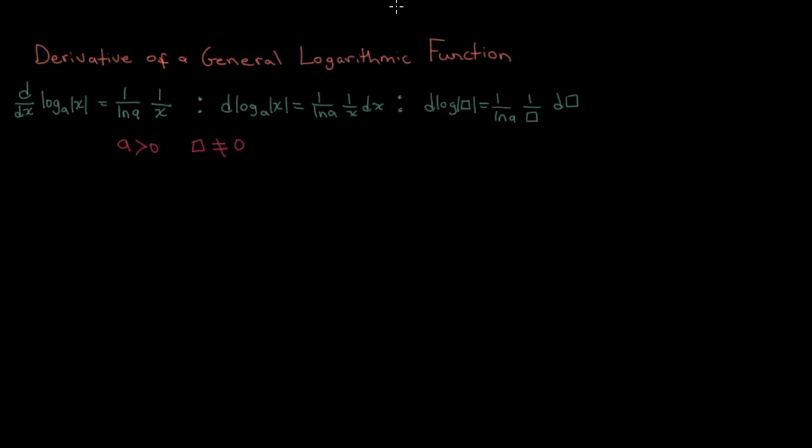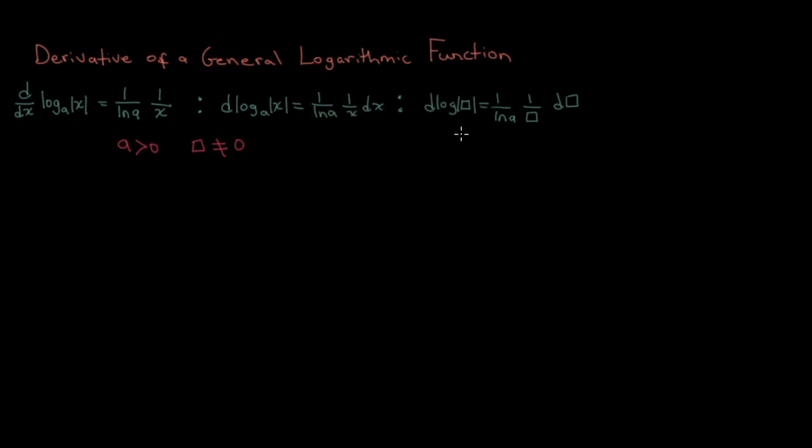In this video, we're going to talk about how to calculate the derivative of a general logarithmic function. So, you'll get a function, for instance, that takes this form, log base a of x. The derivative of that is equal to 1 over ln a times 1 over x. Or, a better way of looking at it is the derivative of log base a of the absolute value of x is equal to 1 over ln a times 1 over x times the derivative of x.